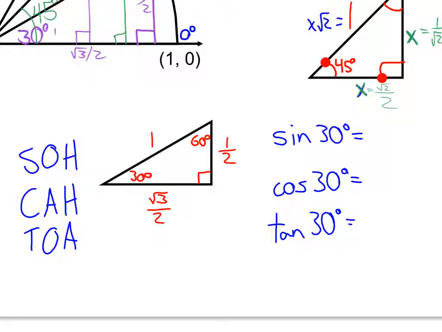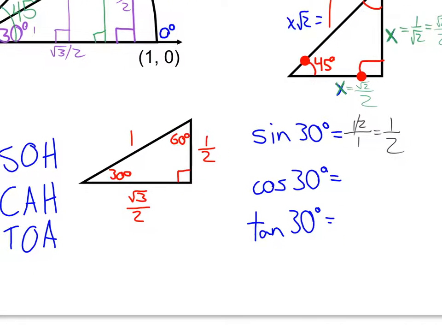What's the opposite side across from the 30? It's a half. Over the hypotenuse, which is 1. So it's just a half. We were a little shakier on this than we thought. That's okay. Alright, how about cosine?